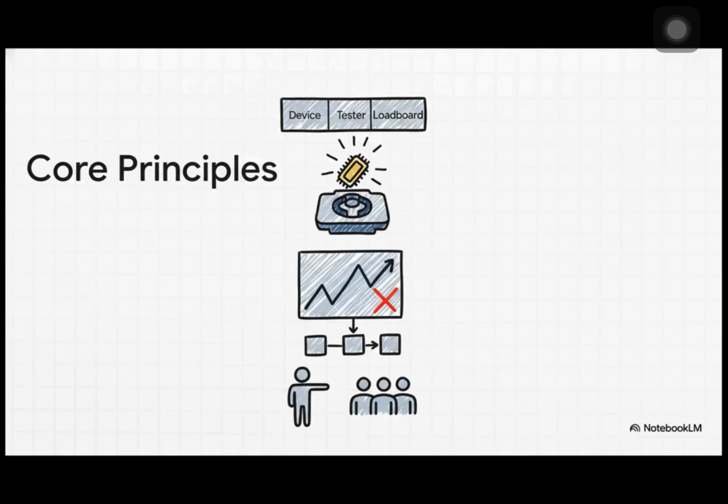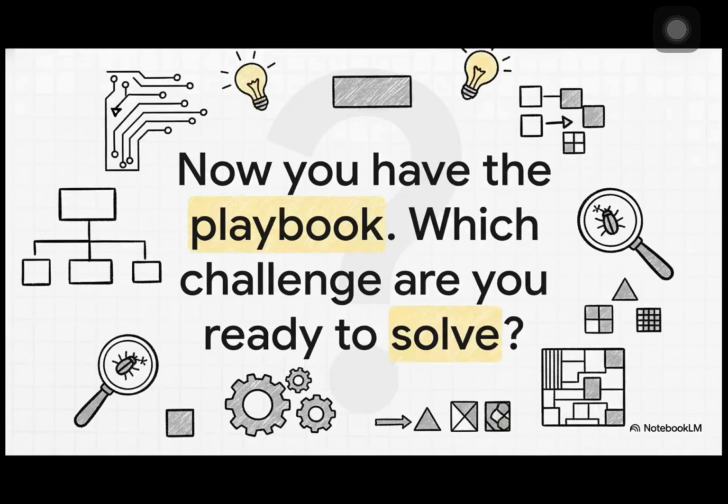You isolate the variables to narrow down the problem. You validate your setup with a known good part to make sure you're not chasing ghosts. You correlate your results against the historical baseline to see what's actually changed. You always follow a systematic process, no random guessing. And finally, you know when to raise your hand and escalate, to bring in other experts when you need them. So there you have it. That's your ATE debugging playbook.